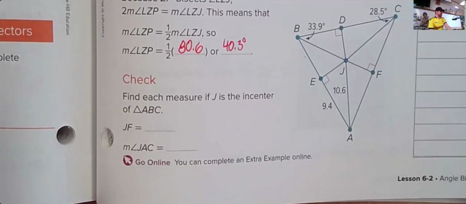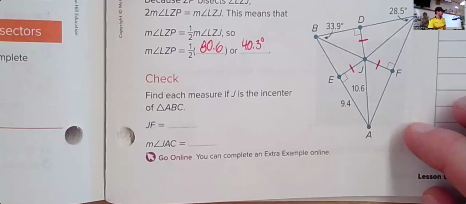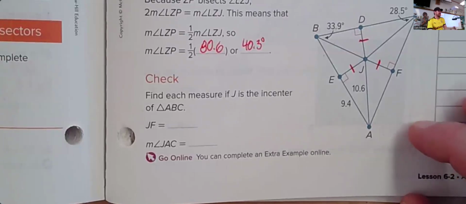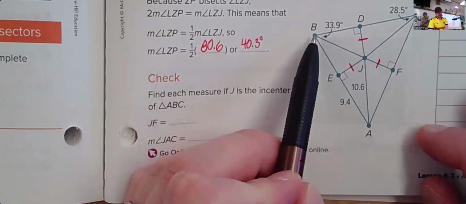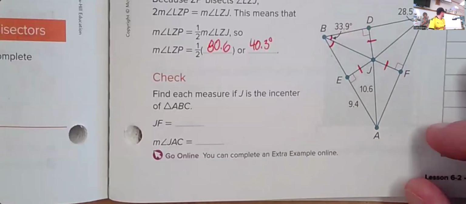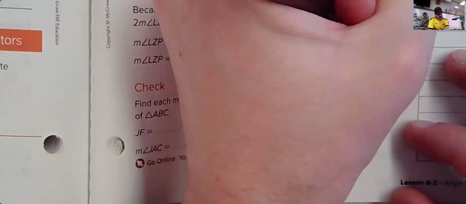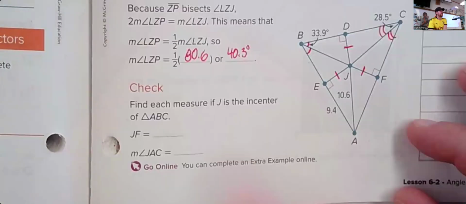So J is the in-center, which means that all of these three segments right here are the same length, which isn't really going to come into play in this problem, but it is true, so we may as well put it on the diagram. In addition to that, JB is the angle bisector of DBE, which means that that side is 33.9 and so is that side. JC is the angle bisector of angle DCF, which means that this angle here is congruent to that one there.